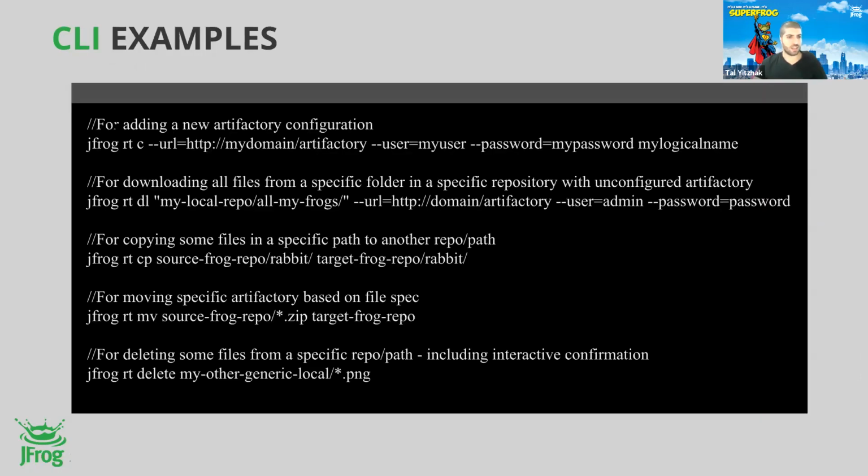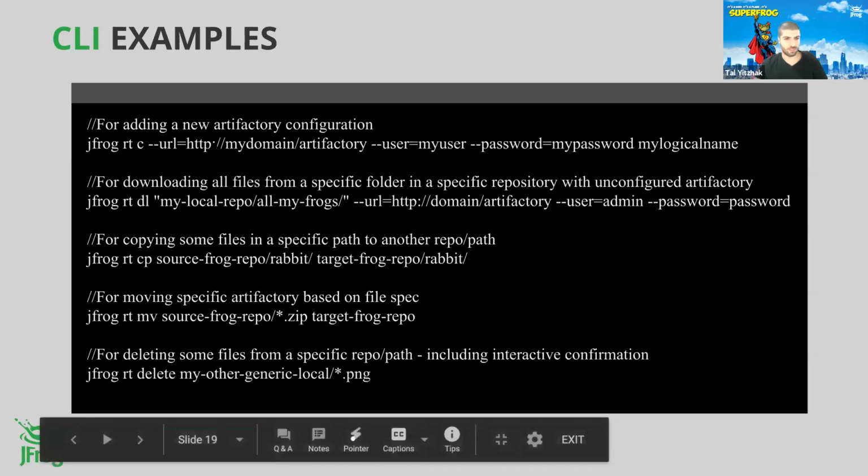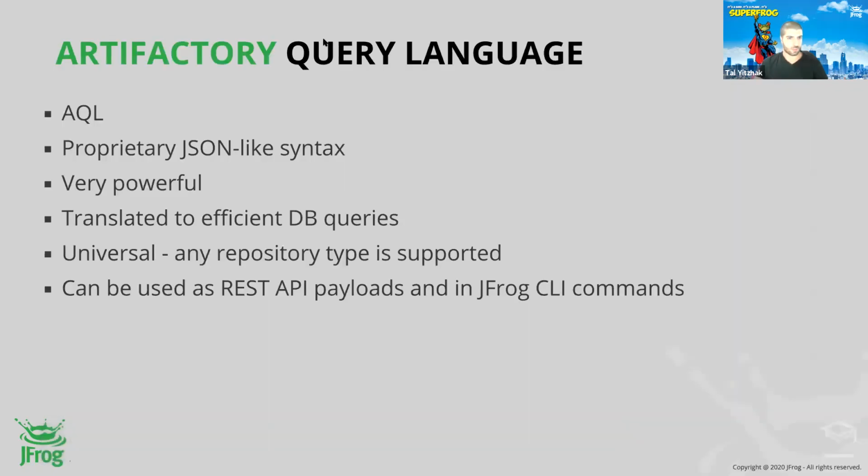With the CLI, you can download files, copy files, move files, and delete files. I will show an example of the Artifactory Query Language, which helps you bring only the relevant binaries that you need based on metadata, based on dates, etc. And you can use that with the REST API or CLI commands.